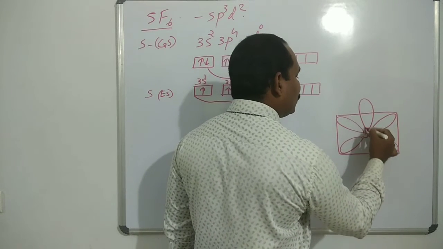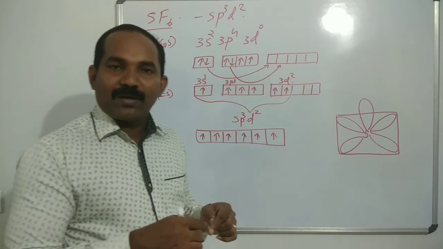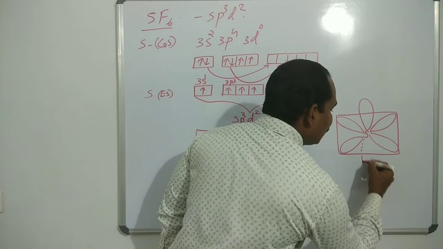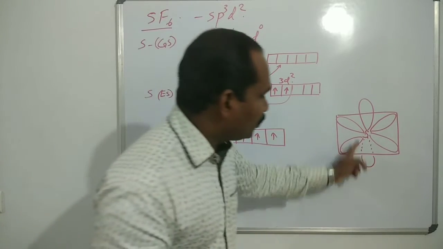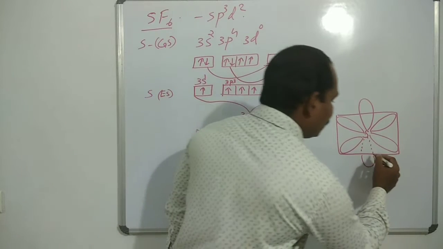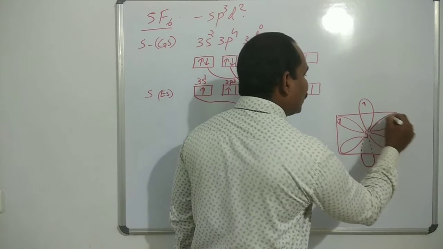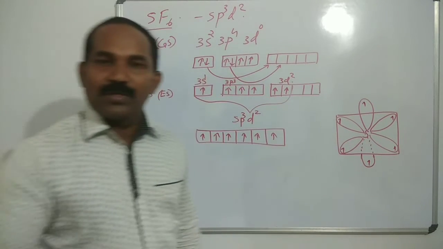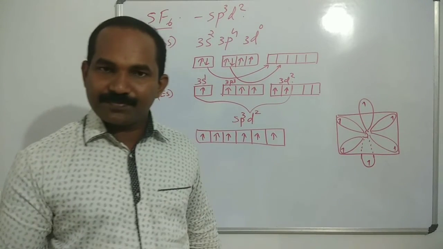Okay, it's a square. And one is above the plane, the other is below the plane. Up to that you put dotted lines, and then below the plane, you can draw a thick line. Each orbital contains one electron. So there are 6 electrons. 1, 2, 3, 4, 5, 6.